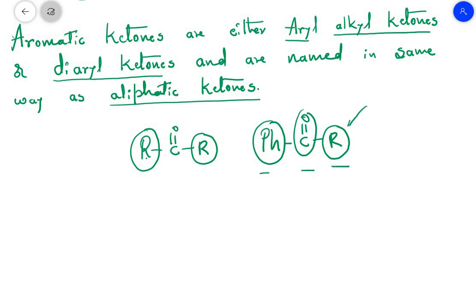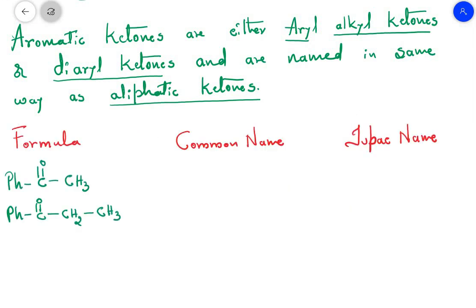Or even this R can also be a Ph, that is aryl group, C double bond O, then followed by Ph. Now this is aryl group and even this also is aryl group. Now we can call it as diaryl ketones. Let us see the examples. So I have written here formula of the compound, its common name and the IUPAC name.